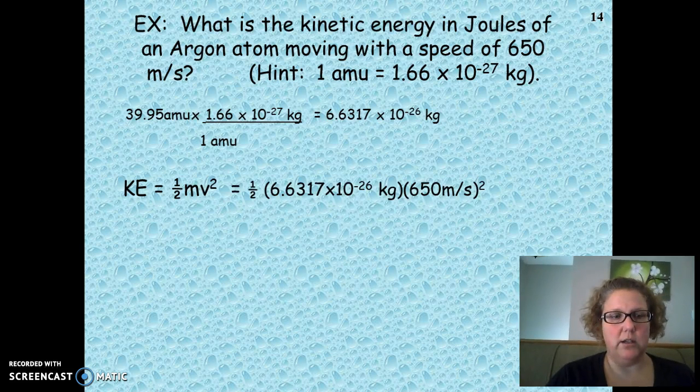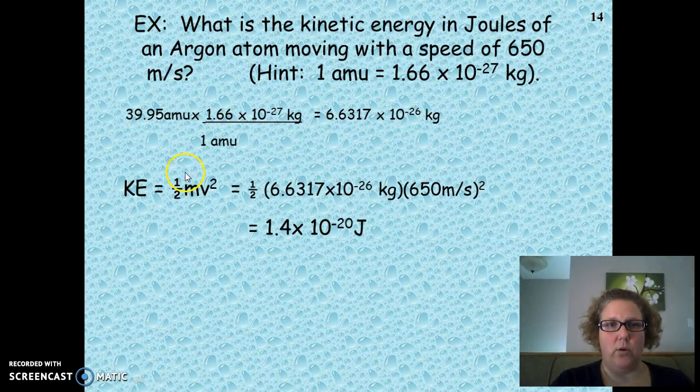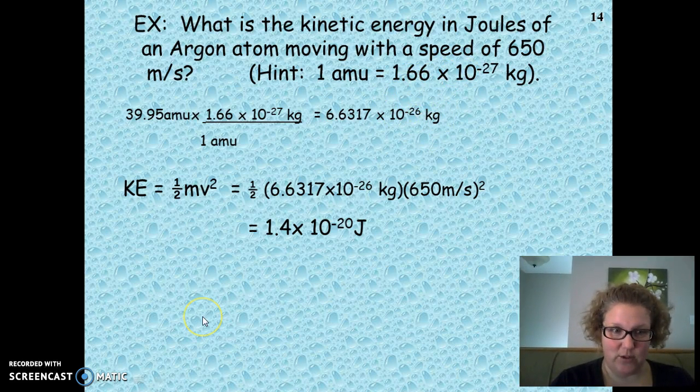Plug and chug. Make sure to only square the velocity, and make sure you can get this in your calculator as well. 1.4 times 10 to the negative 20th joules. I've got it rounded to 2 sig figs here. So this is a conversion you'll need to get from the mass on the table of just one atom in AMUs to kilograms. Okay, not a whole lot, right? We're talking about the mass of just one itty bitty atom.